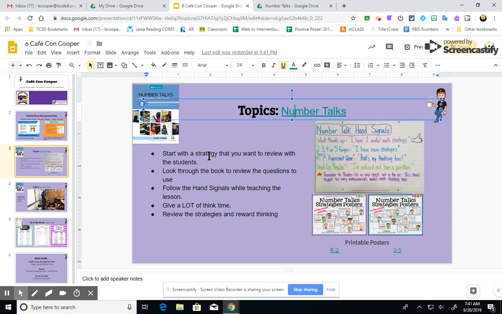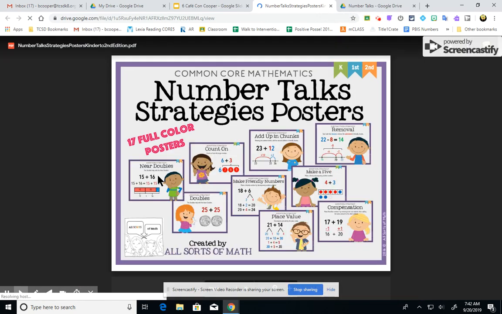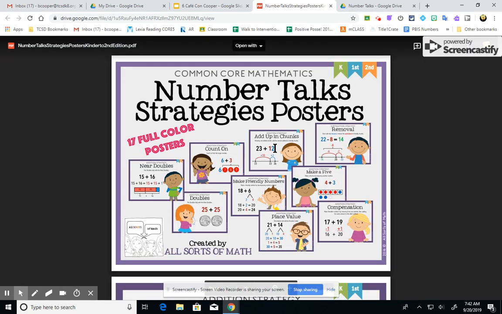Even gives you math problems that you can use. So really, really great. You do want to follow those hand times. You need to get a lot of thinking time. These posters, I'm going to open up because they are really, really cool. They give the near doubles, the count on, adding chunks, removing doubles, making friendly numbers, making five, compensation, and place value. And these go right with our number talks.